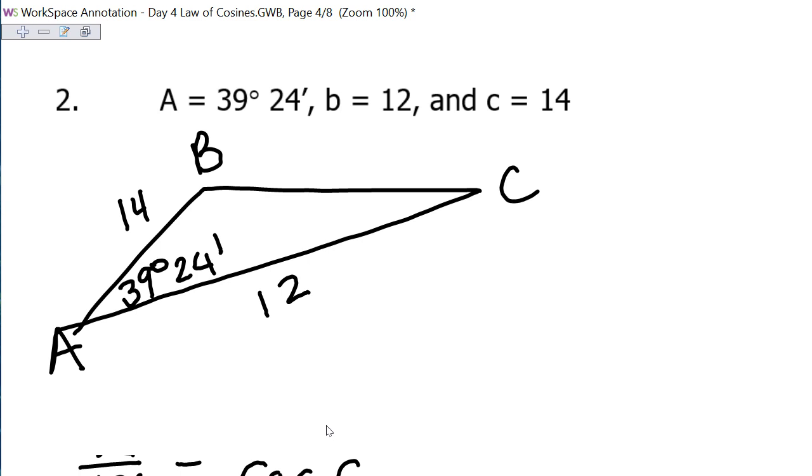Fill in what they gave us. Do I know which one's going to be the longest side? I can't tell from this. So, now I have to decide, am I going to use a squared, b squared, or c squared? Which form of the law of cosines am I going to use?